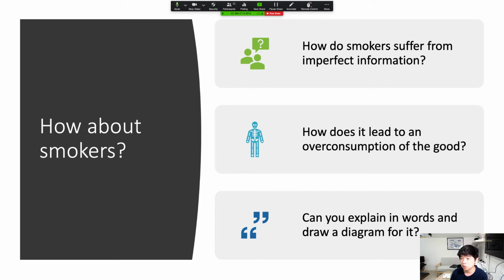So by the time you do see the issues associated with your health, you might be so addicted and so comfortable with smoking that you decide, I'm going to continue smoking anyway, in spite of knowing the issues associated with smoking. So most people tend to overconsume cigarettes.